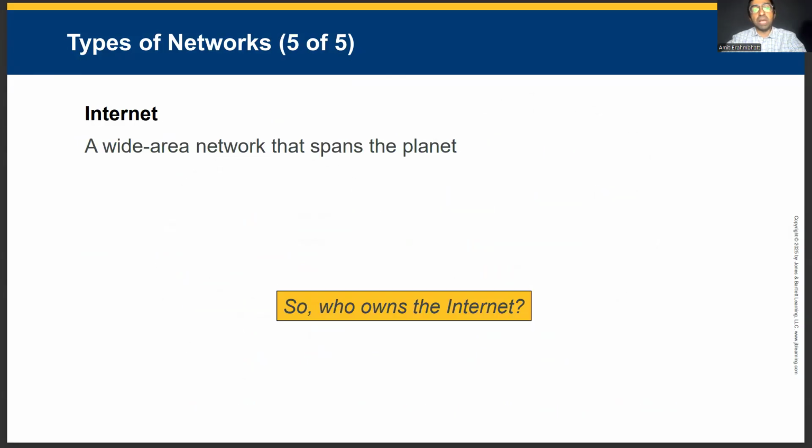The internet is a massive WAN that spans the entire planet. No single organization owns it. Rather, it's a distributed network maintained by many providers, organizations, and governing bodies. Its openness and decentralization make it robust and scalable.